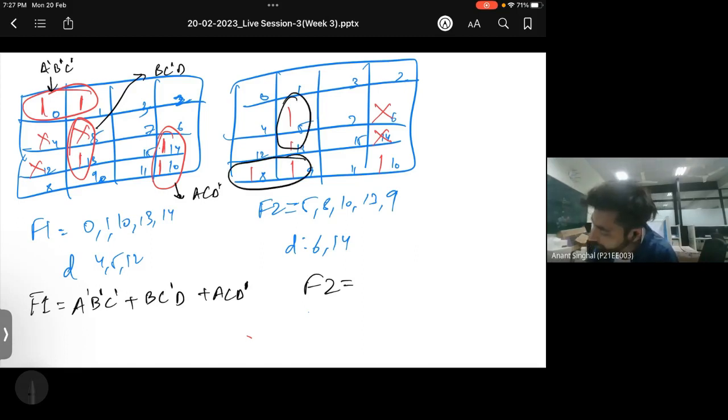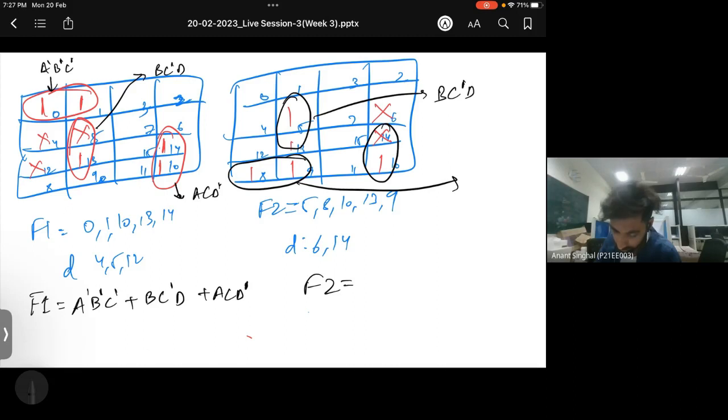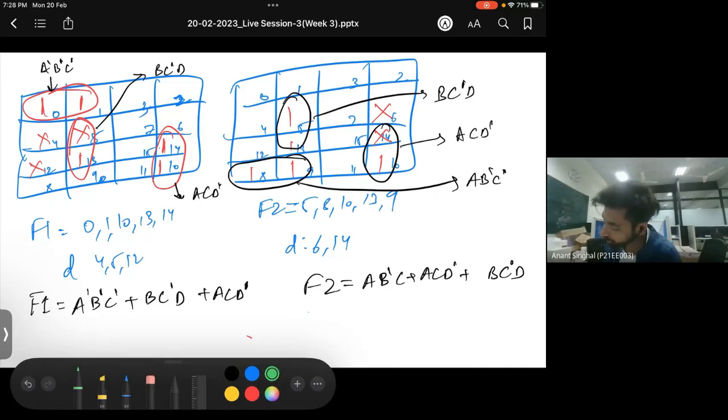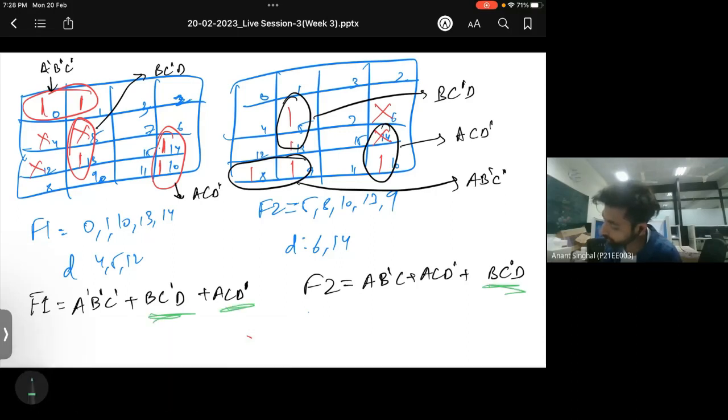this is one thing. This one, and this will be one. Maybe this will give the same B C bar D. This will give A B bar C bar, and this will give A C D bar. Okay, this is all the same. So A B bar C bar plus A C D bar plus B C bar D. You can see this term is common and this term is also common.